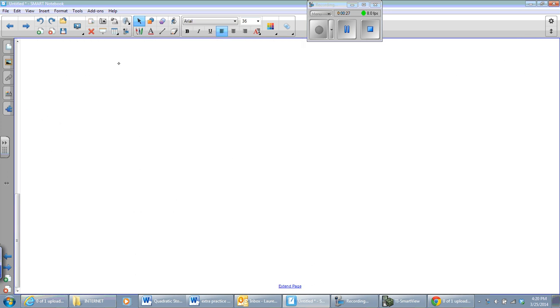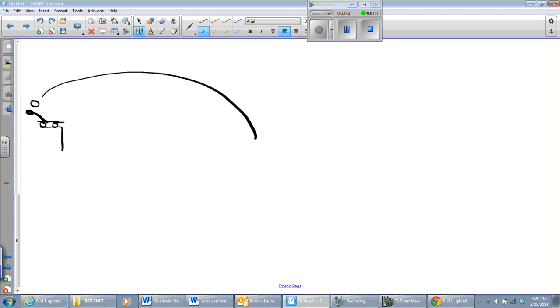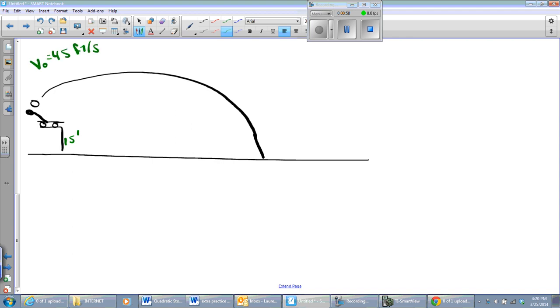So I've got this little platform going on here, right? And here's my catapult. All right, and there's my ball. And my ball is going to go something like that, right? It's going to follow a parabolic trajectory, or a parabolic path. Now some things I'm going to point out. First of all, this is 15 feet off the ground. Initial velocity is 45 feet per second.